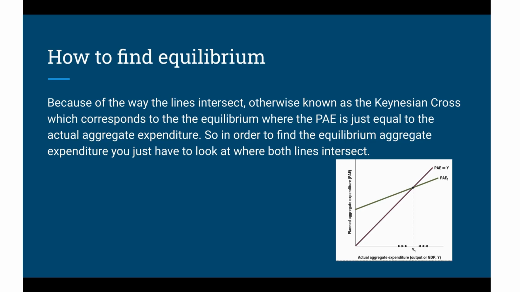This equation can also be graphically demonstrated by a 45-degree line starting at the origin. Because of the way that the lines intersect with each other, otherwise known as the Keynesian cross, which corresponds to the equilibrium where the PAE is just equal to the actual aggregate expenditure. So in order to find the equilibrium aggregate expenditure, all you have to do is just look at where both of the lines intersect.